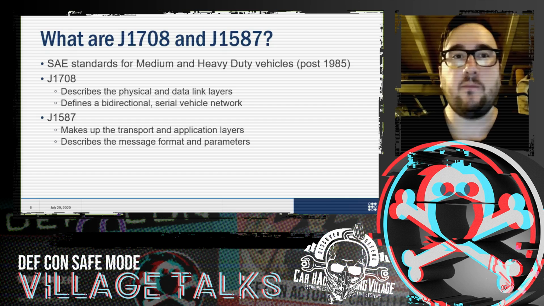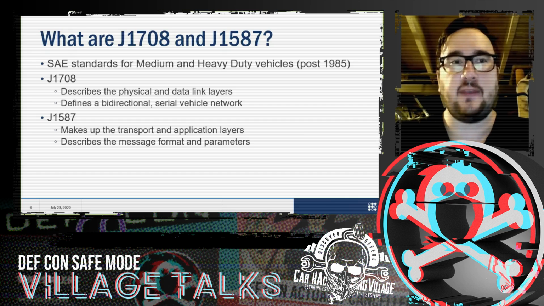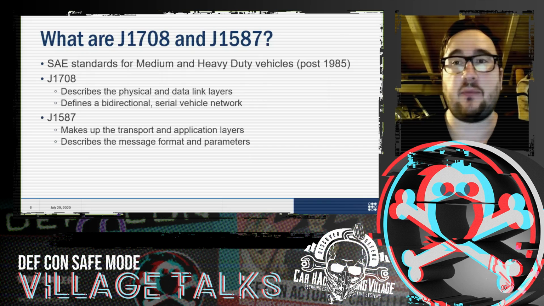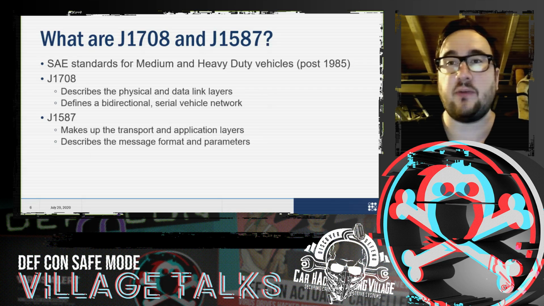So what are J1708 and J1587? They are SAE, the Society of Automotive Engineers, standards for medium and heavy duty vehicles post-1985. J1708 describes the physical layer and data link layer and defines a bidirectional serial vehicle network. So J1708 defines how the messages are structured and how they're distributed over the network. And J1587 makes up the transport and application layer and describes messages, format, and parameters. So that's almost a big dictionary for all the possible messages that can be sent over this communication protocol.